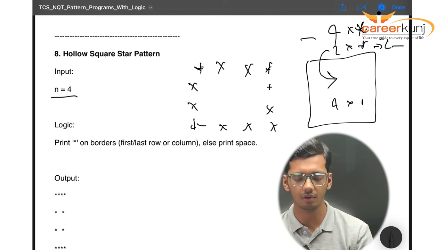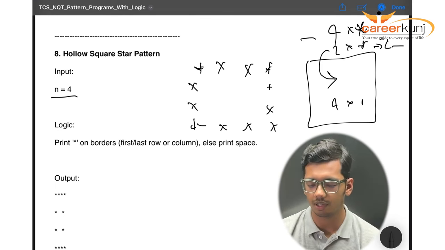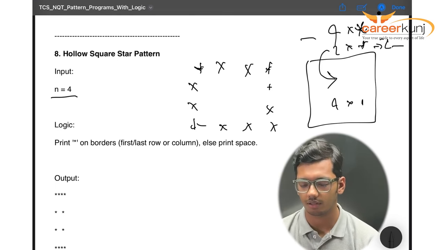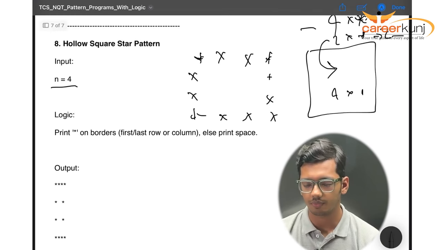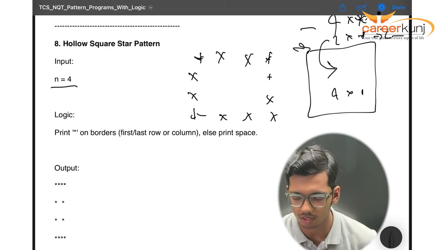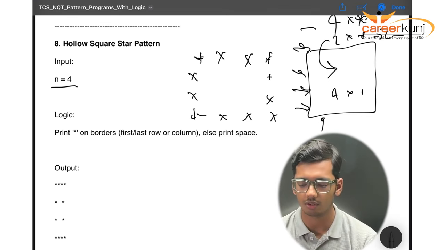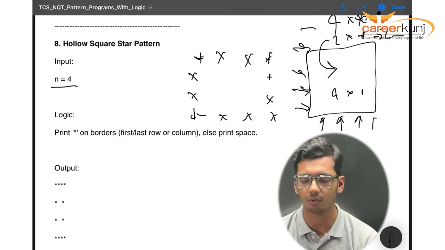Alright, so what we'll do is first we'll print on borders, meaning the first and last row or column. That is what we'll print, right? Otherwise we'll print space. Let's say I have this square. This is my first row, this is my second row, this is my third row, this is my fourth row. This is my first column, second column, third column, and fourth column.